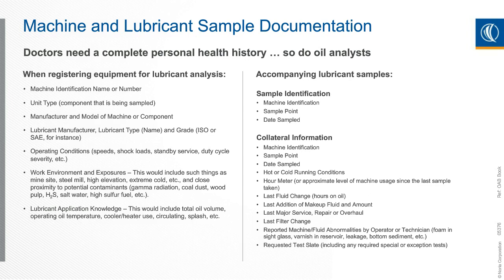So a doctor needs a complete personal health history, and so does your oil analysis. So when you register your equipment for lubricant analysis, make sure you give all that information. Make sure they're able to track the machine, so give the machine identification number or name, the unit type, give information about that machine, the manufacturer and model information, the lubricant manufacturer, what type of lubricant is it? Is it gear oil?